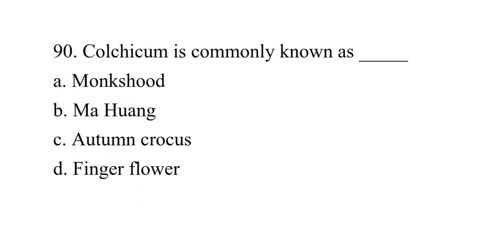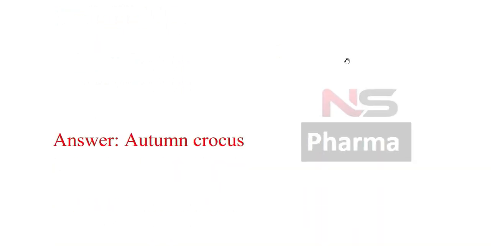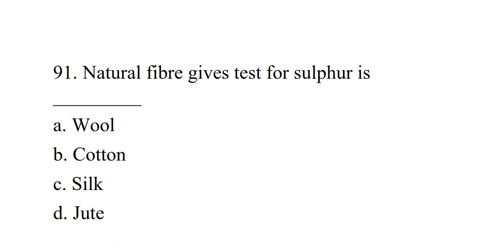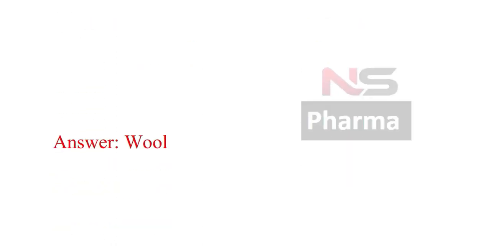Question number 90. Colchicum is commonly known as option A, monkshood. Option B, mahuang. Option C, autumn crocus. Option D, foxglove. Answer, autumn crocus. Question number 91. Natural fiber gives test for sulfur is dash. Option A, wool. Option B, cotton. Option C, silk. Option D, jute. Answer, wool.